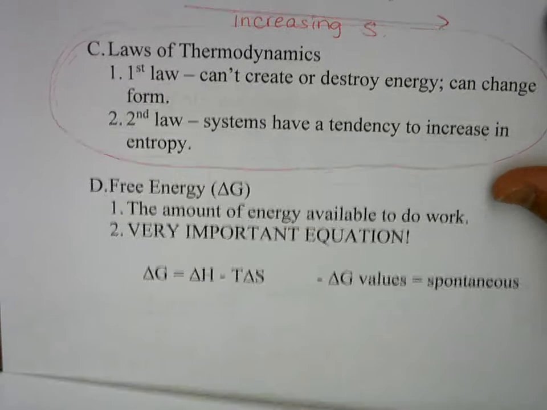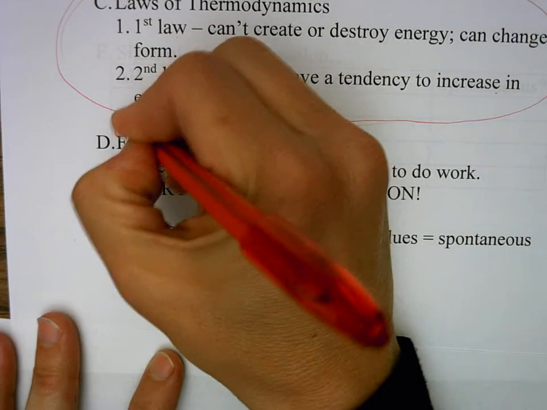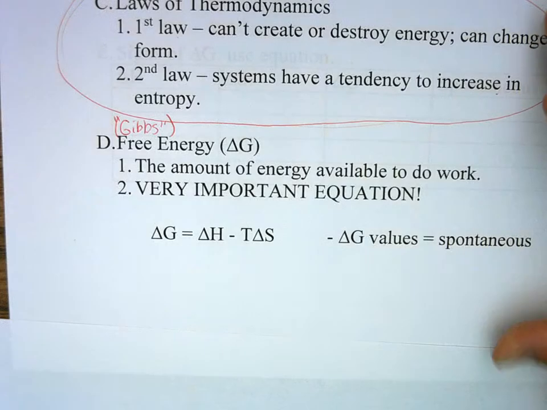All right, so here we go. Spontaneous processes take all three things into consideration. Delta H, the S value, entropy, and then this last thing, which is sometimes referred to as Gibbs free energy, named after some guy, which is where the G comes from.